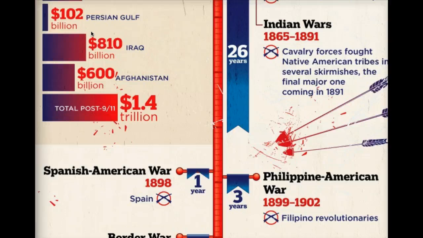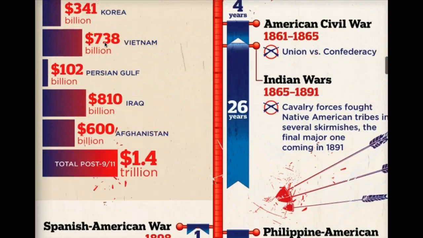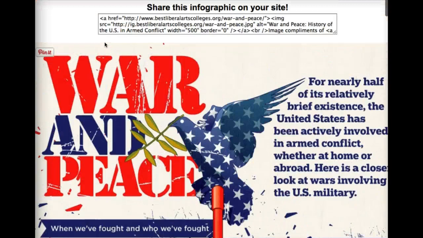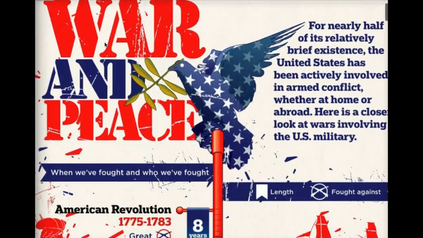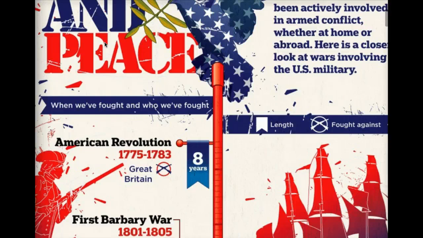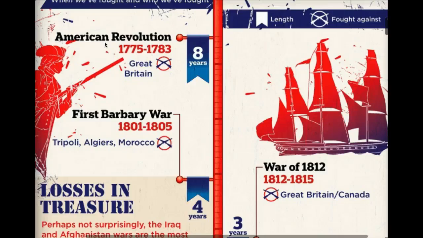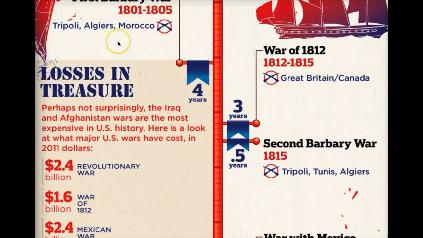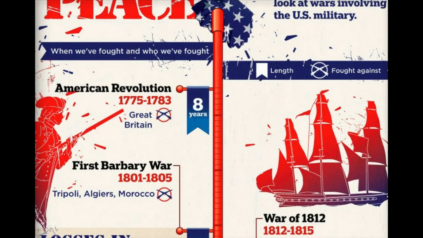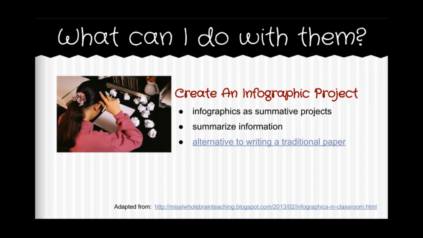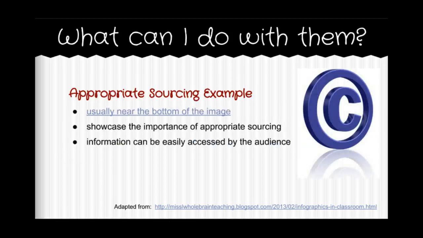If you just assign a paper, it's pretty easy for students to just go online and copy and paste stuff from text. This is much more advanced, higher level thinking. And they're having to distill the information that is most important. And it also brings in creativity. A good quality infographic will provide referencing and a list of appropriate sources near the bottom of the image.